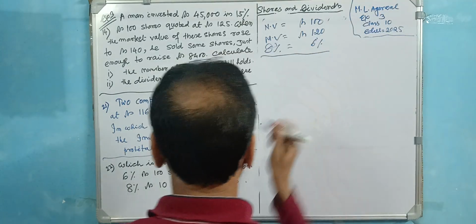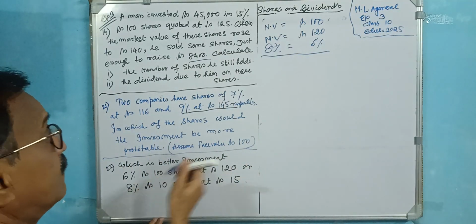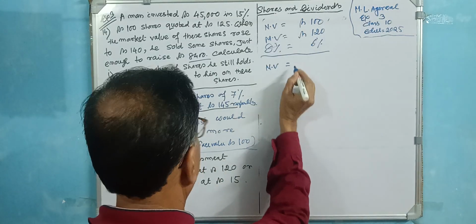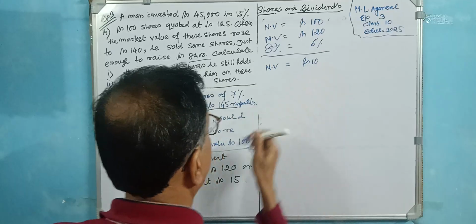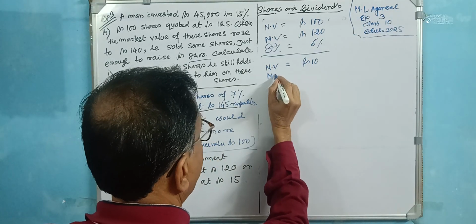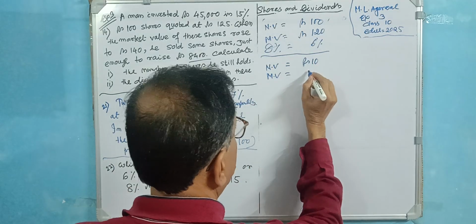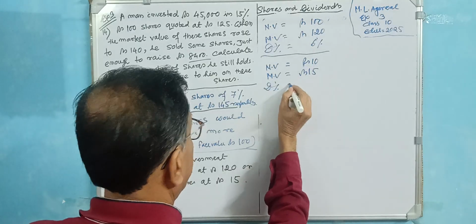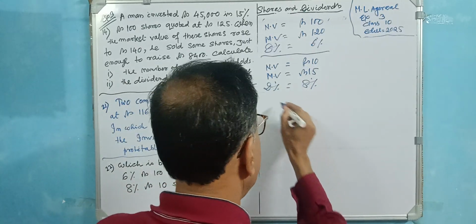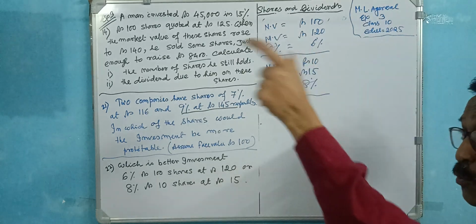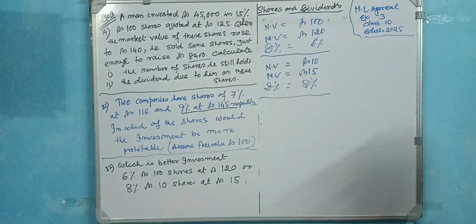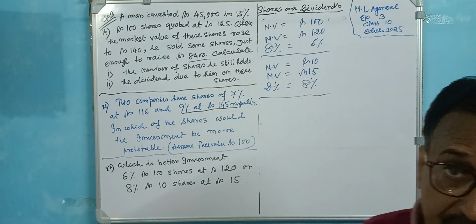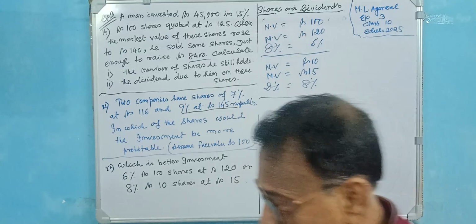Second one, this is the nominal value, that is the difference. Nominal value rupees 10, market value rupees 15, and this is dividend percent, that is 8%. Here is also the same meaning. When you invest rupees 100 in a company, you get nominal value 100, you get rupees 8 as a dividend. It's clear.